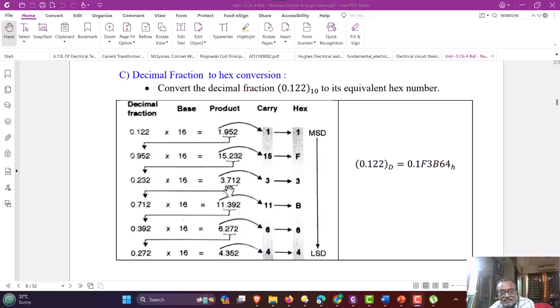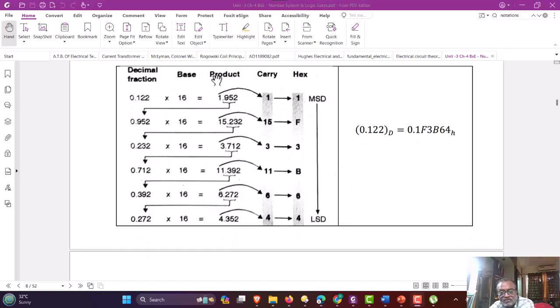So you are getting the product 3.712. So 0.712 is the fractional part taken in the next successive multiplication, and the carry will be noted down. So continue this process up to the required number of significant digits in the fractional portion. We have continued up to 6 digits and then we stop.